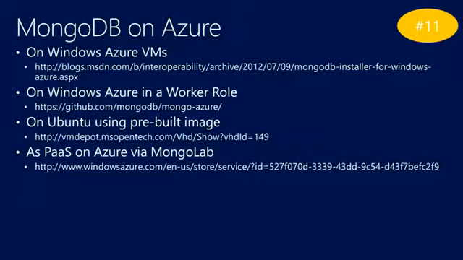You can stick it in a worker role, and that's what we're using for the project we're working on at the moment. There's a pre-built Ubuntu image in VM Depot, and there's also a PaaS offering, and I'm sort of lukewarm on using it as a PaaS offering from the guys at Mongo Lab.